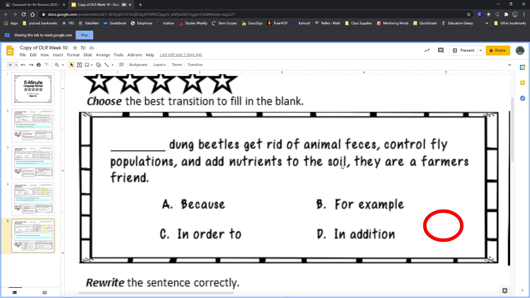For example, would have worked, like I said, if they talked about them being the farmer's friend at the beginning. But since they gave us the examples first, I think because works better. They tell us all the things that they do to help out the farmers, and then afterwards, they tell us they are a farmer's friend. I think you're right there. I think answer choice A is the best one to use. Because dung beetles get rid of animal feces, control fly populations, and add nutrients to the soil, they are a farmer's friend.